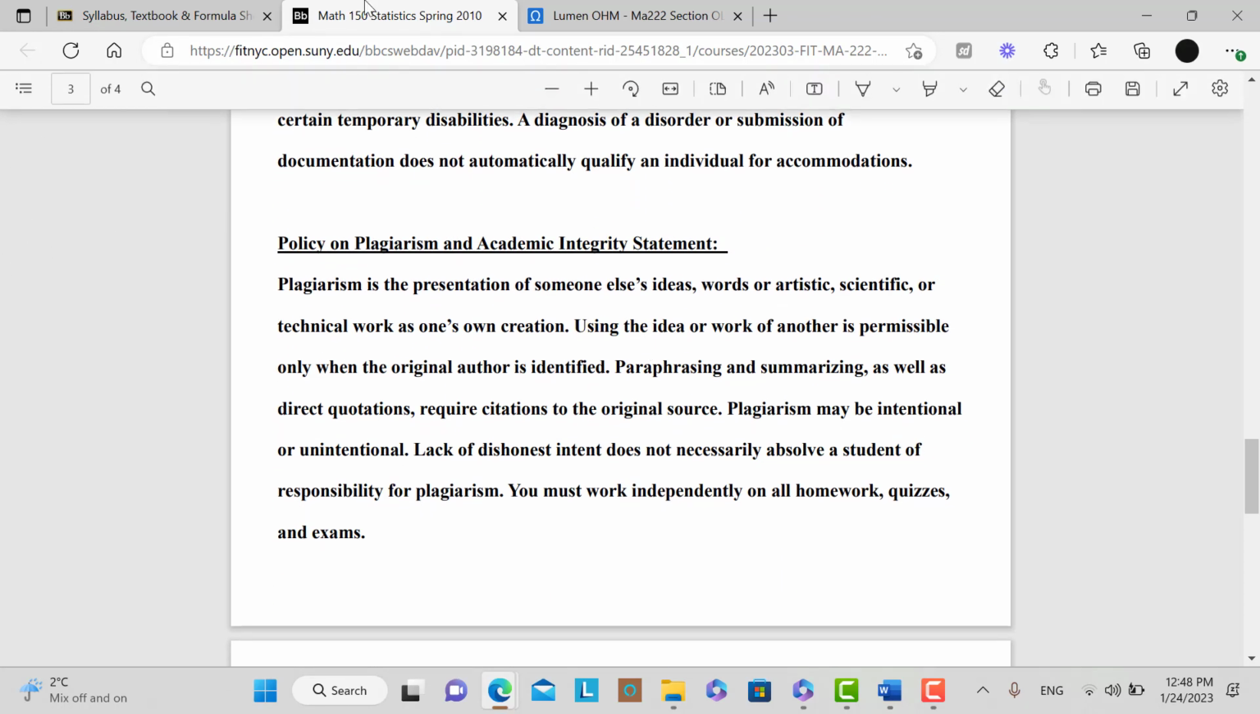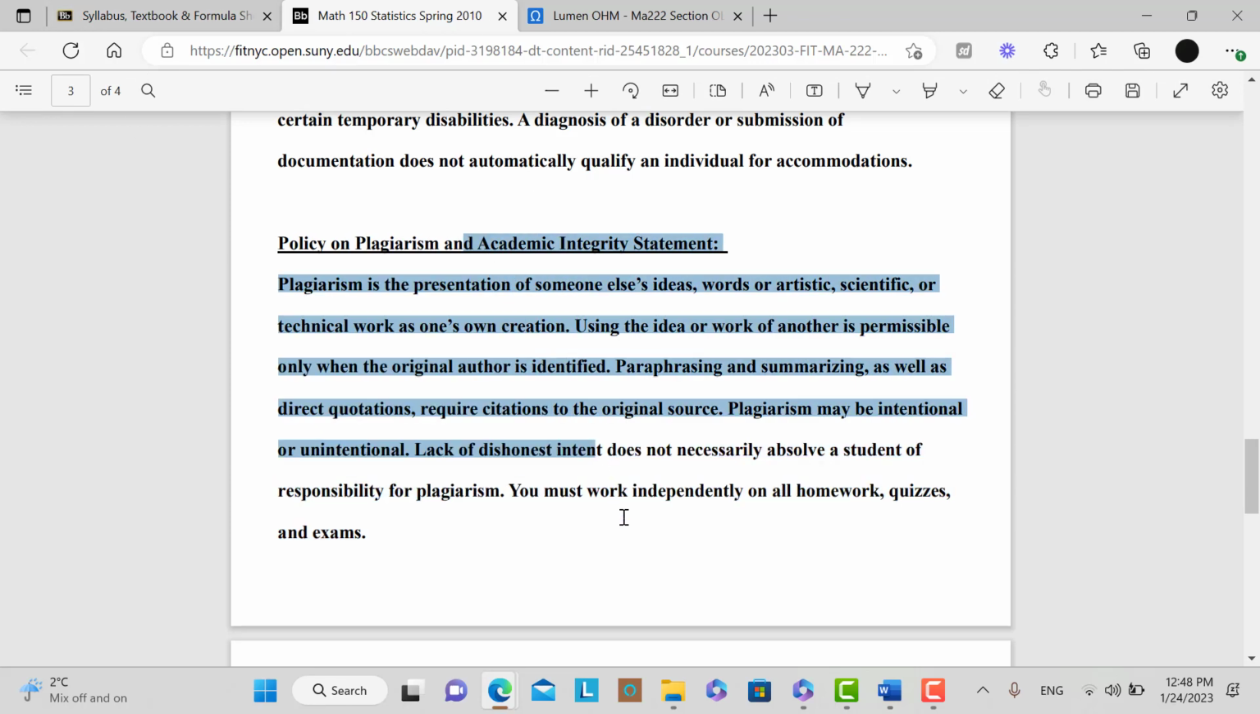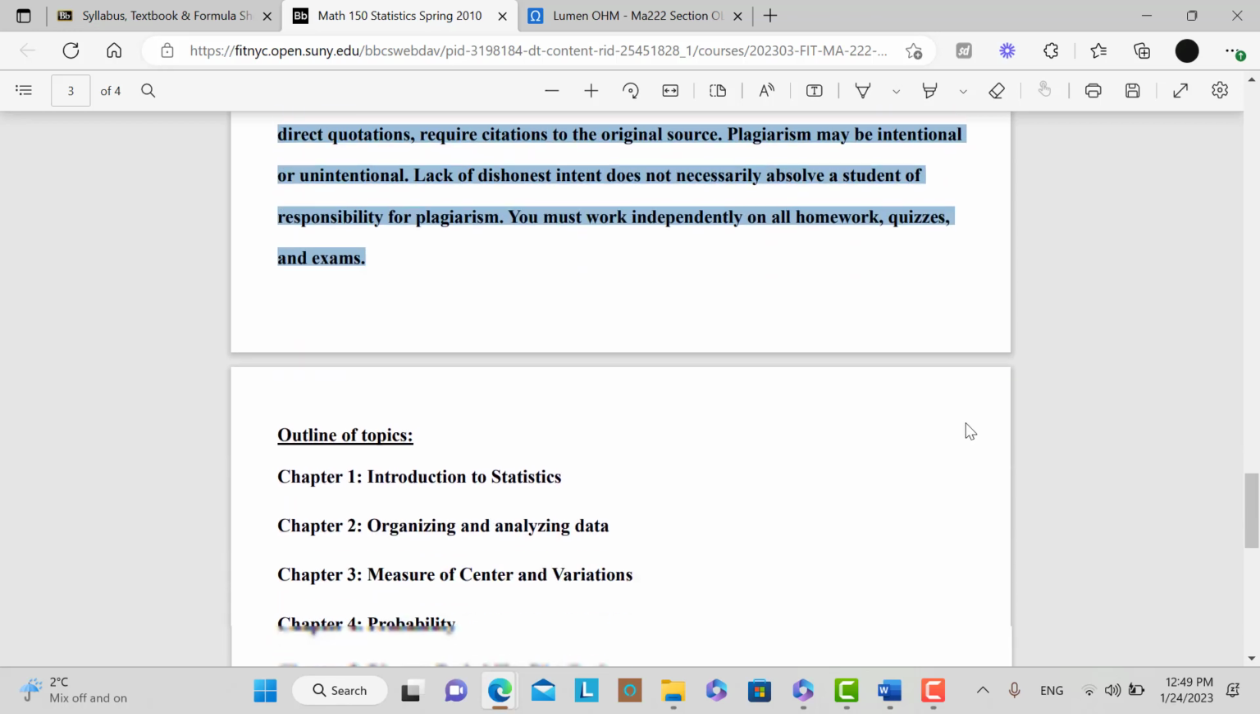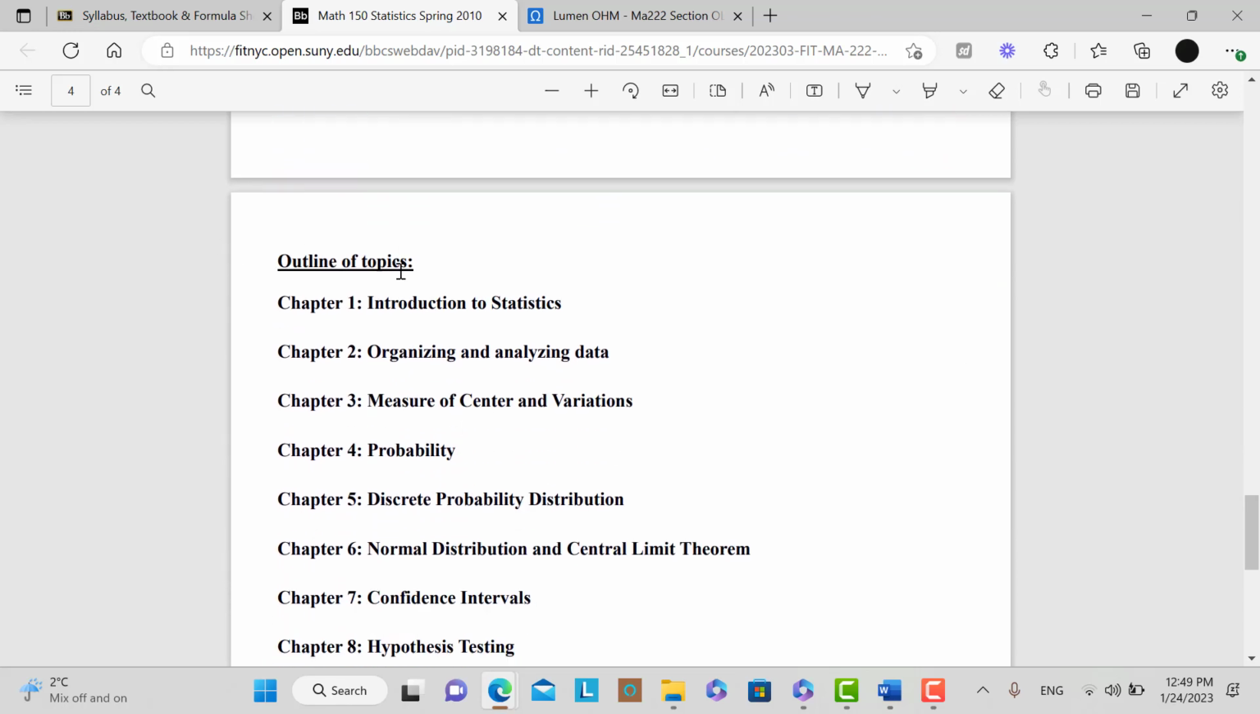And also there's no plagiarism, right? You cannot get help on homework, quizzes, and midterm and finals, right? You have to do all of the work independently. And then those are the outline of topics, right?